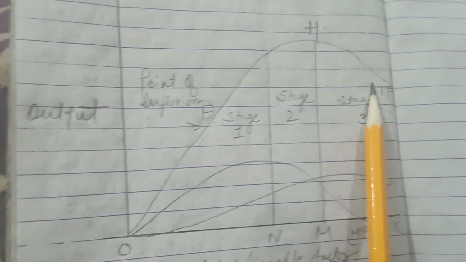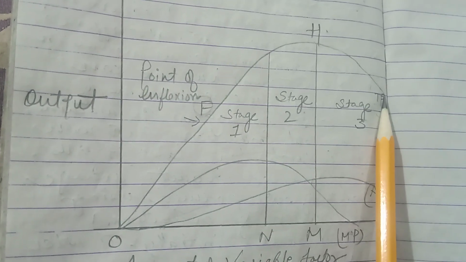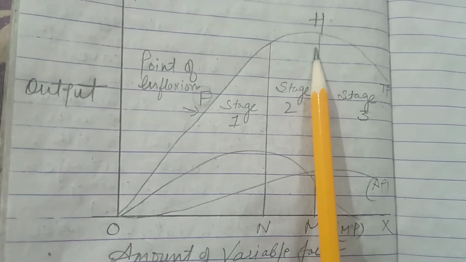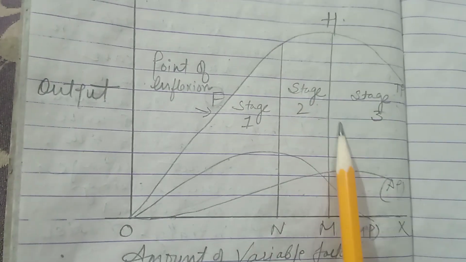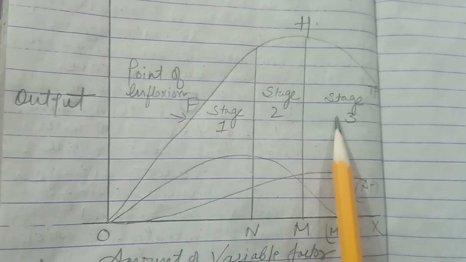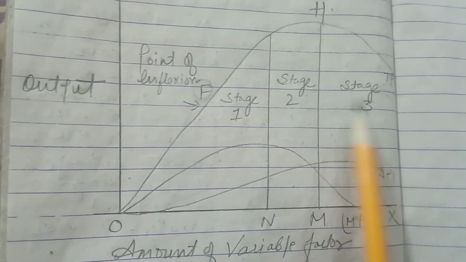So, students, in the third point, the stage ends. And where is it ending? Where TP reaches its maximum point, and the maximum point is H. So, this is the stage 2 which shows the law of diminishing return. Well, this is the third one, that is stage 3. It shows the stage of negative returns.